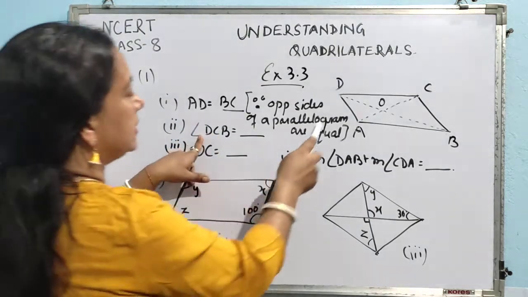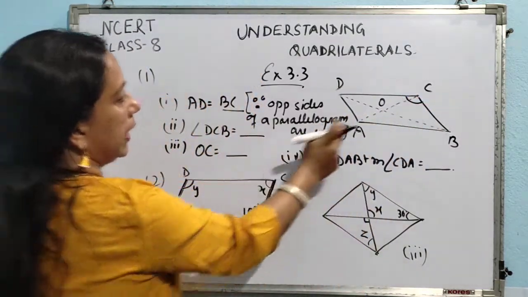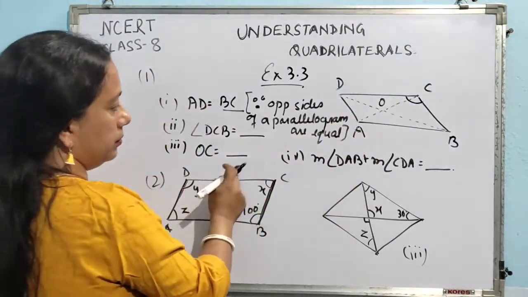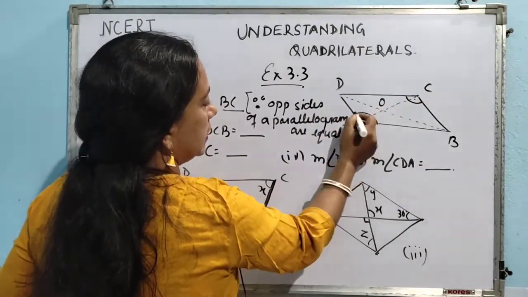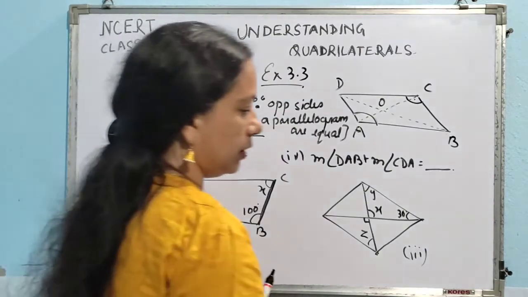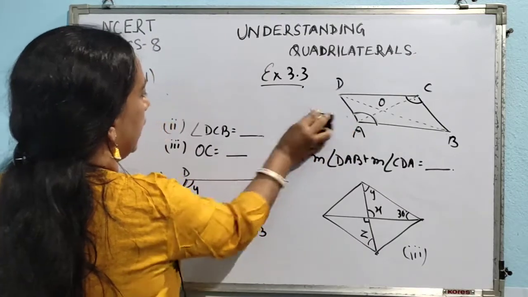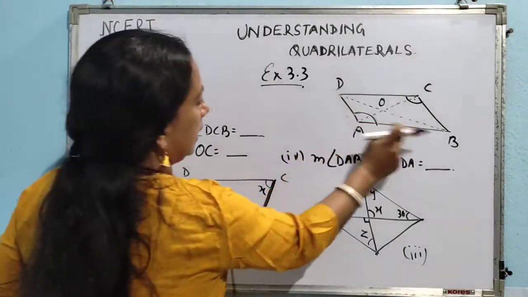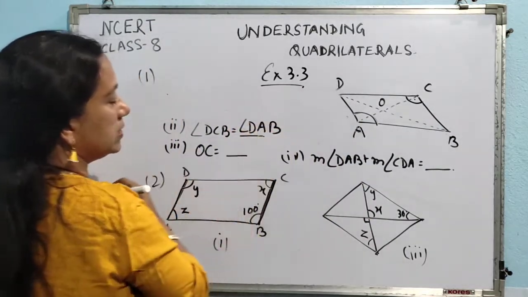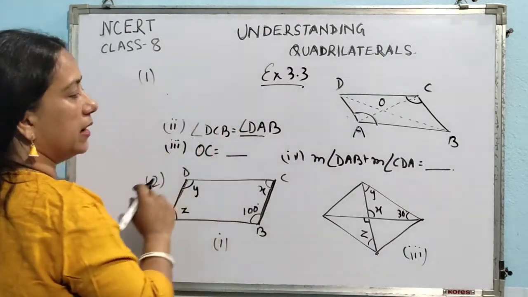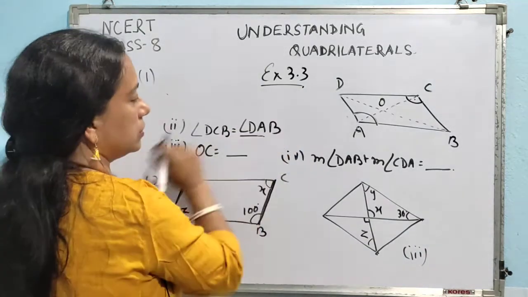Now here angle DCB means this angle. Now what you know about the angles of a parallelogram, that this angle will be equal to the opposite angle. So opposite angle for this angle is this angle. So what will we write? Angle DCB will be equal to angle DAB, or you can write BAD, anything. What is the reason? Since opposite angles of a parallelogram, of the parallelogram ABCD, you can write.